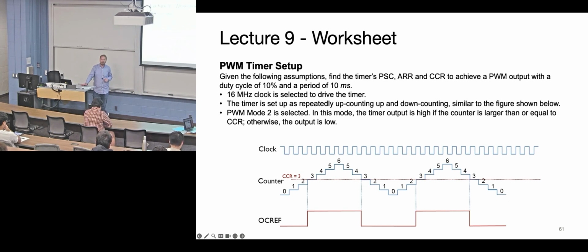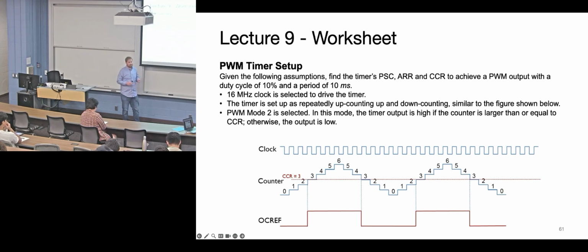Yeah. I have a question about what's considered high on the CCR. Because I was originally doing PSC equals 15,999 to get down to a 1 kilohertz clock. And then a 1 kilohertz clock would have a period of 1 millisecond. So then I would have an ARR of 5, so that every single period I have 10 steps, with CCR equals 5, so that it would trigger on the very top.